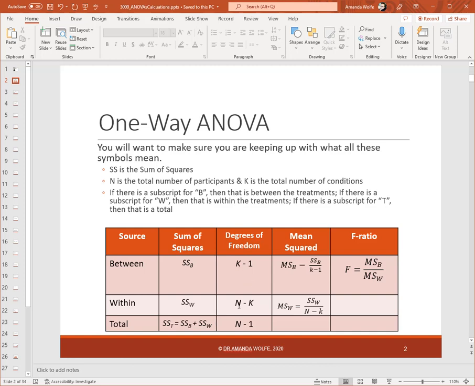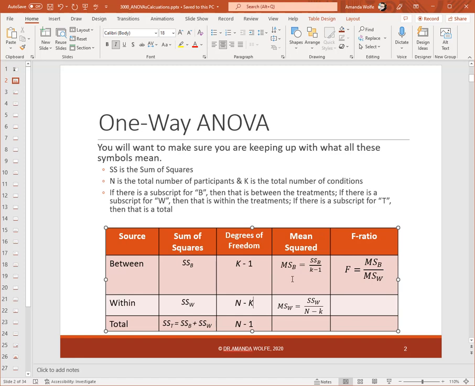For that, again, you have your n, but you have a new symbol, which is k. K is the total number of treatment conditions. Think of this like groups. How many groups are there? How many conditions are there in the study? That's going to be k. So however many groups there are minus 1 is the degrees of freedom between. The total number of people minus the number of conditions is the degrees of freedom within.